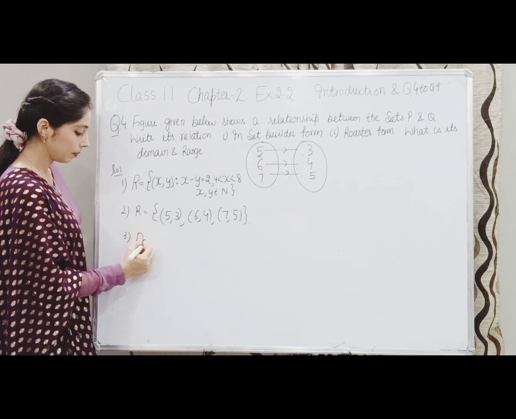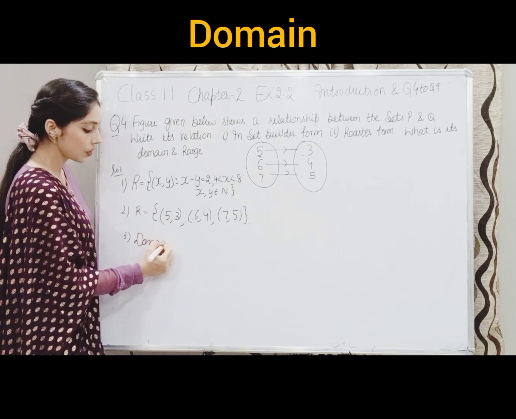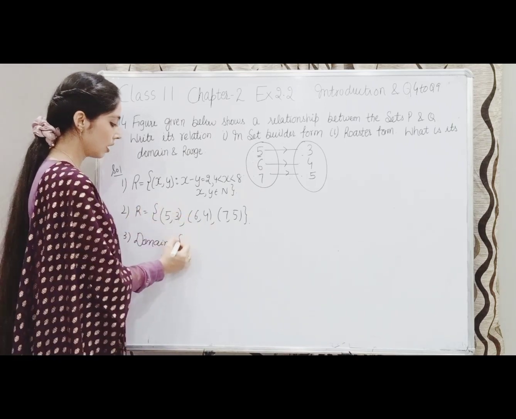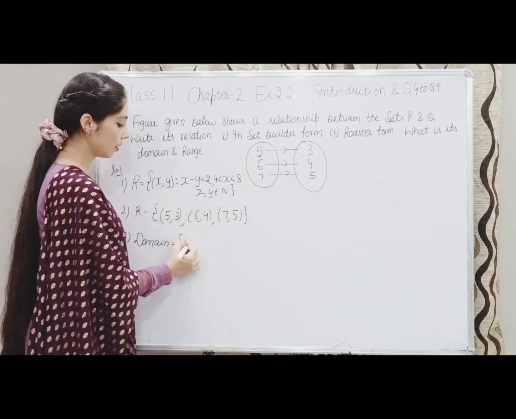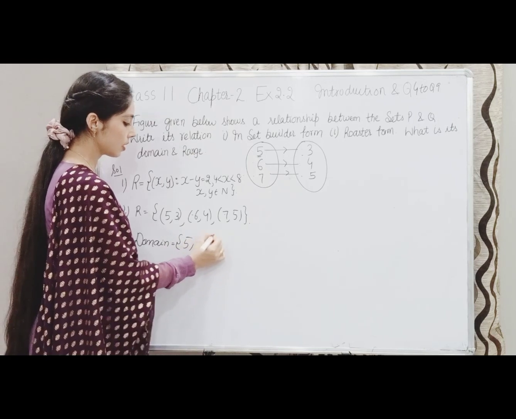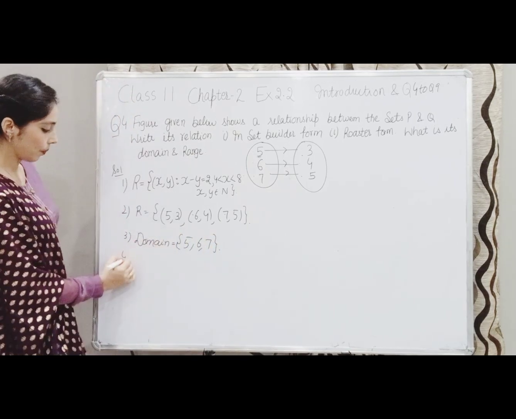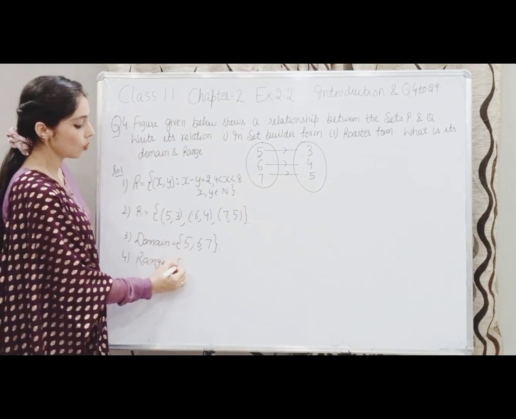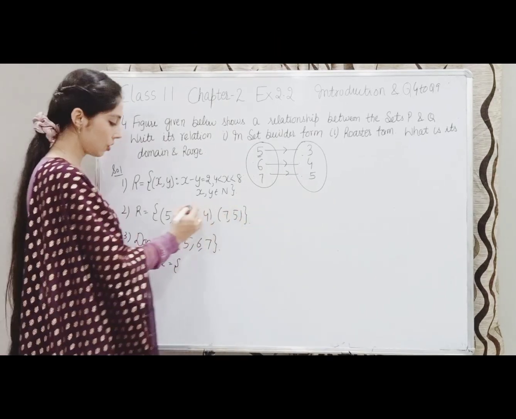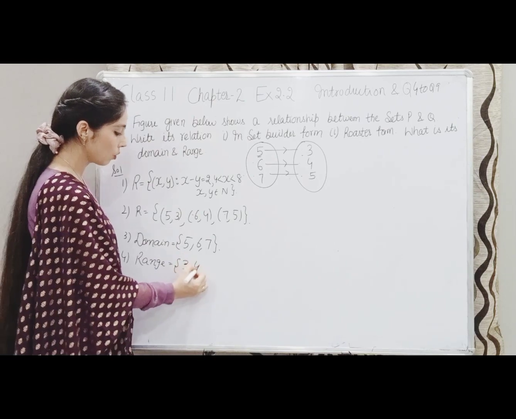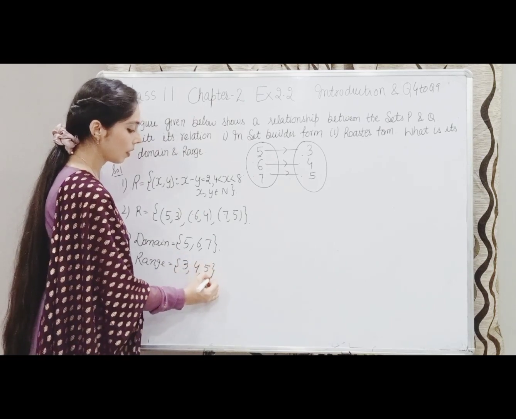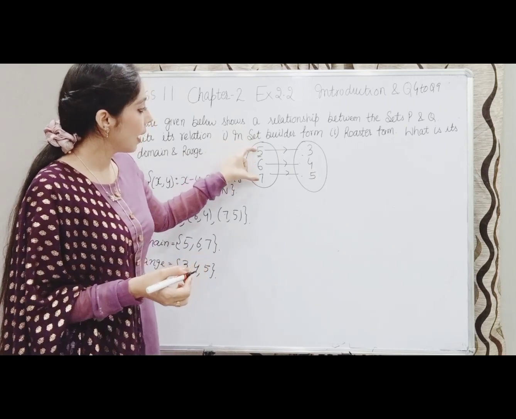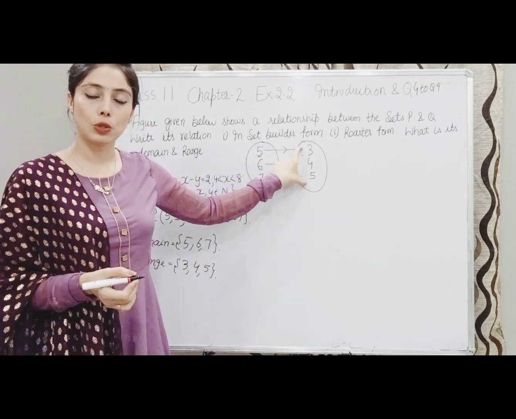What is domain? Domain is the first element in the ordered pairs of the relation. This will be 5, 6, 7. What is range? Range will be the second component of all the ordered pairs of the relation. This will be 3, 4, 5. By the arrow diagram, we can easily observe that these are the elements of domain, these are the elements of range.